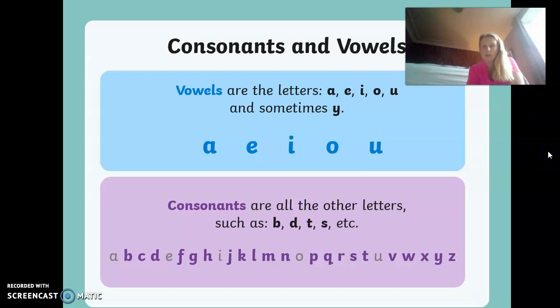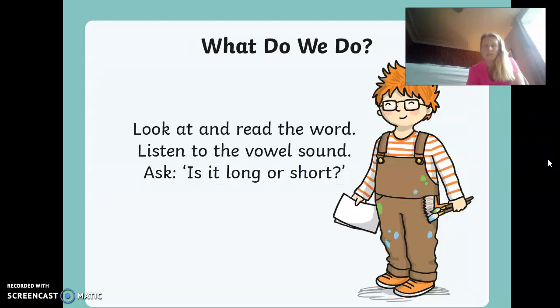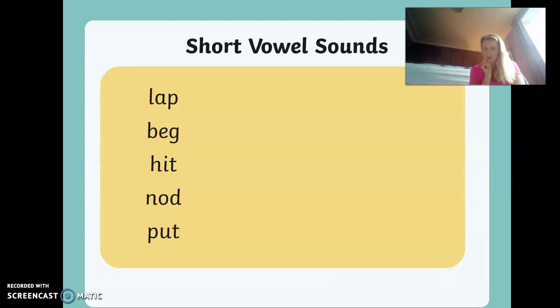Let me have a look at this next slide. Look at and read the word. Listen to the vowel sound. And we need to think, is it a short vowel sound or a long vowel sound? So let's have a look at this. Lap. I think that's a short vowel sound because it's saying it really quickly. Lap, lap. Beg. Hit. Nod. Put. I think they're all short sounds because they're said really quickly, aren't they? It's a quick, short sound.